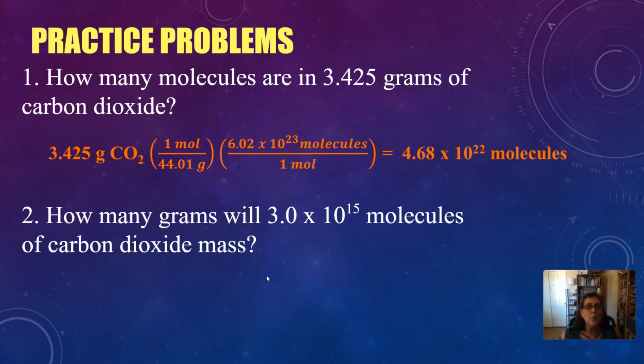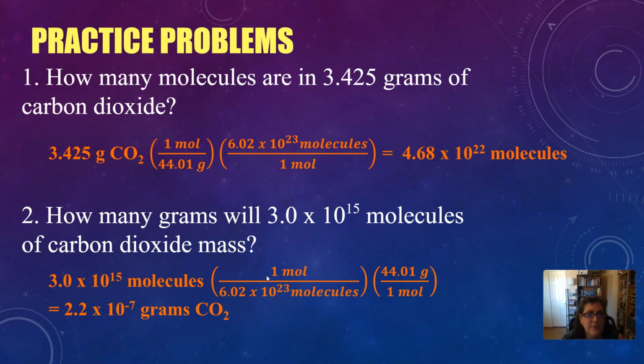All right, how many grams will 3.0 times 10 to the 15th molecules of carbon dioxide mass? So we have molecules, but we want grams. Again, this is going to be a 2-step problem. We're going to go from molecules to moles using Avogadro's number. Then we'll go from moles to grams using the molar mass of CO2, which we've already added up. And it looks like this.